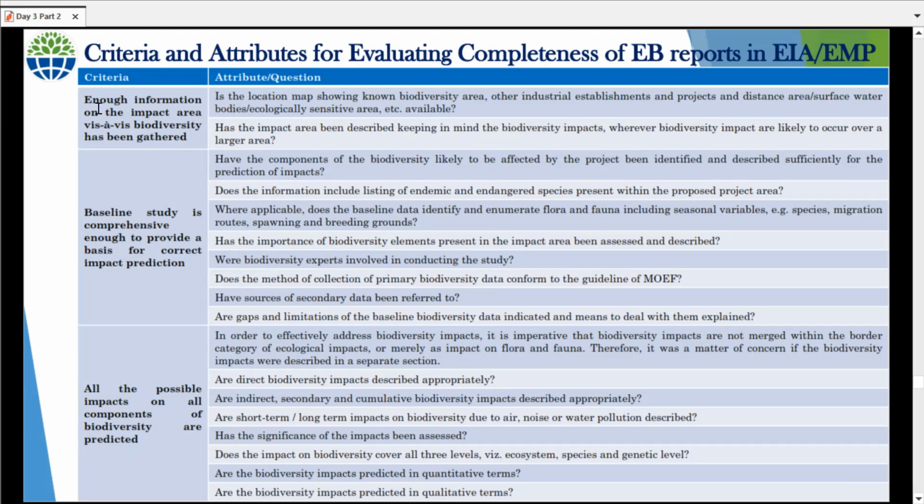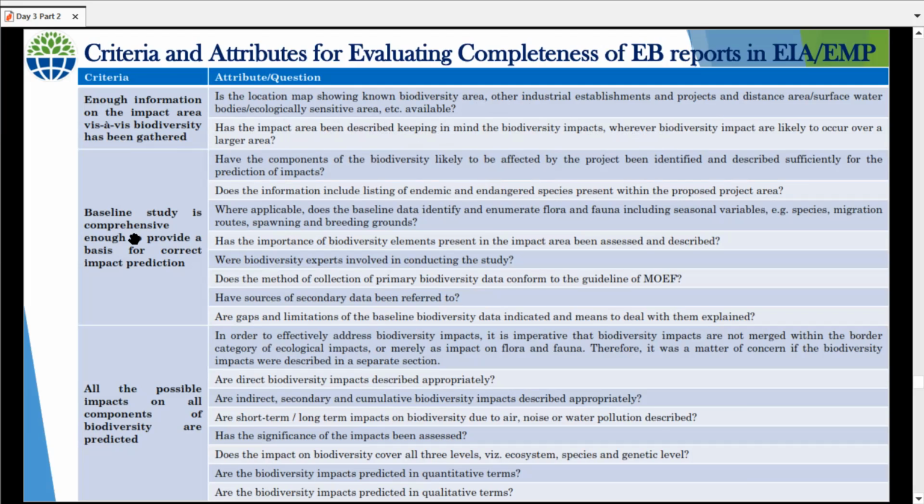Like in case of impact area, then you have to ask 2 questions. Is the location map showing the biodiversity area shown in the EIA? Has the impact area been described keeping in mind biodiversity impact? If yes, then that means it is provided.